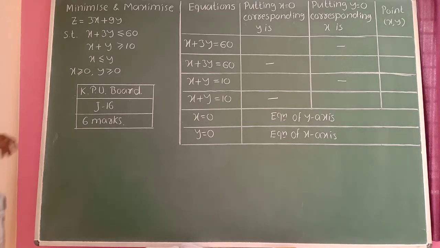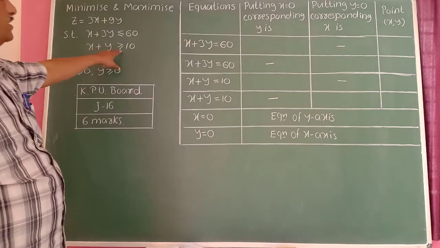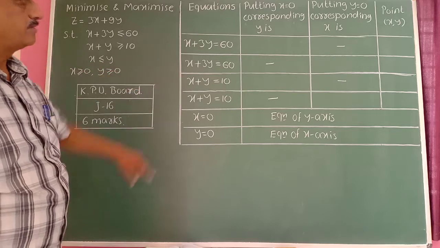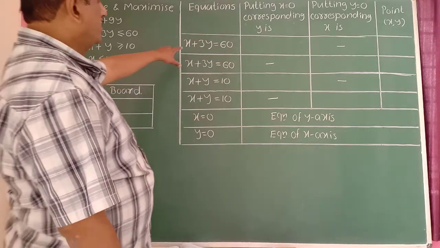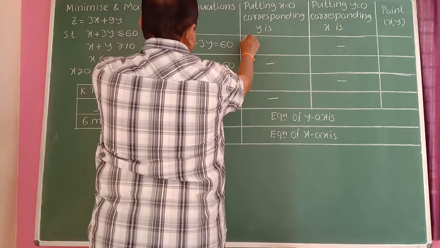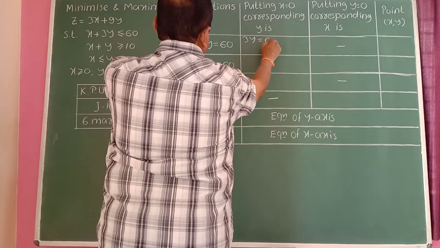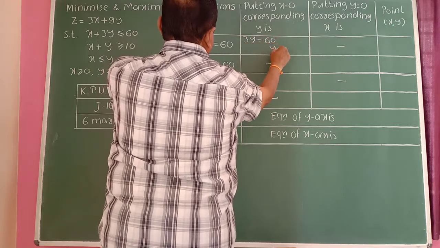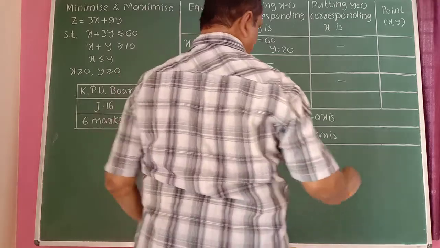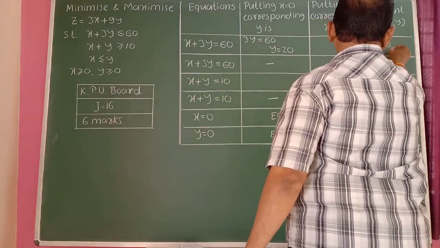So x plus 3y is equal to 60 and x plus y is equal to 10. Write each equation two times. Substitute x is equal to 0. 3y is equal to 60, y is equal to 20. Therefore, (0, 20).